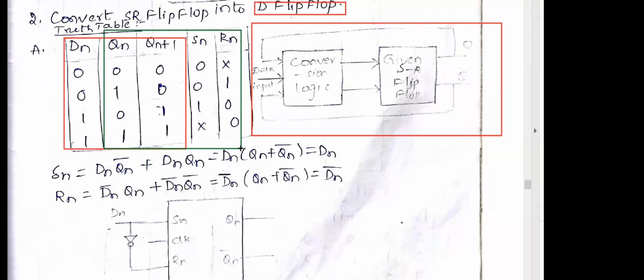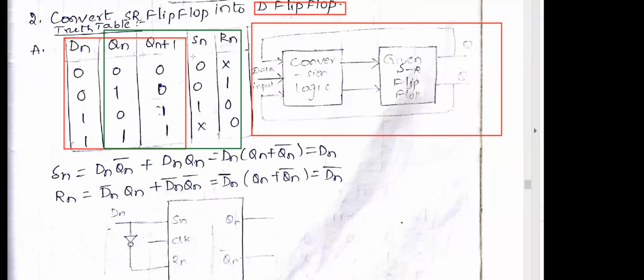Qn is the present state, Q of n plus 1 is the next state. By seeing 0 0 0 don't care, 1 0 0 1 0 1 1 0 1 1 don't care 0. After that, we have to write the output equations for S. That is the S output equation.